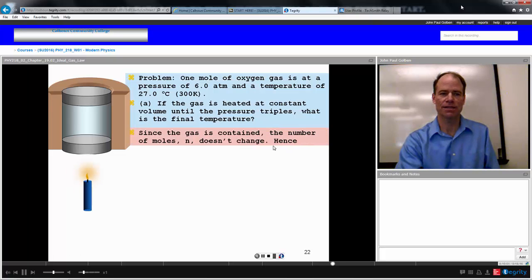So we're going to heat it. The particles are going to move faster. They're going to be at a higher temperature, and it's going to create a larger pressure.